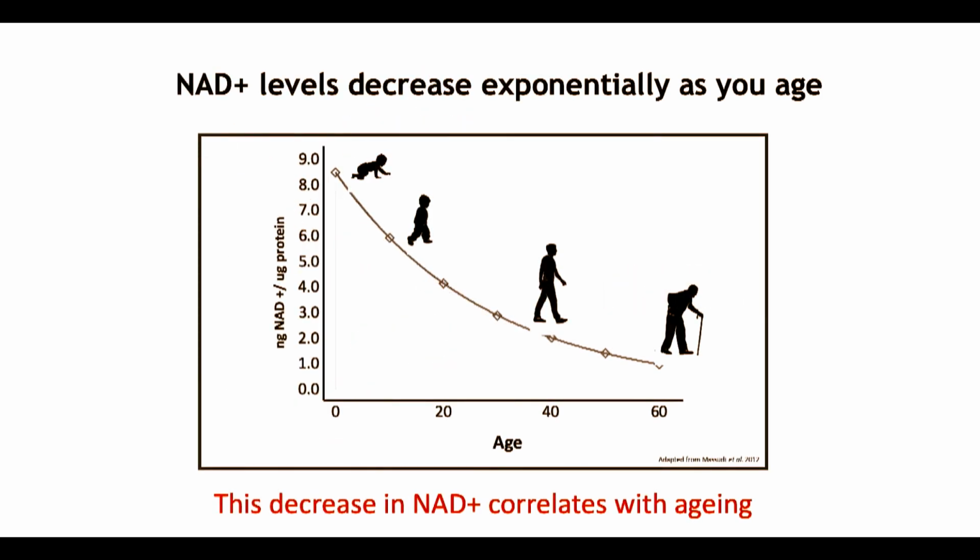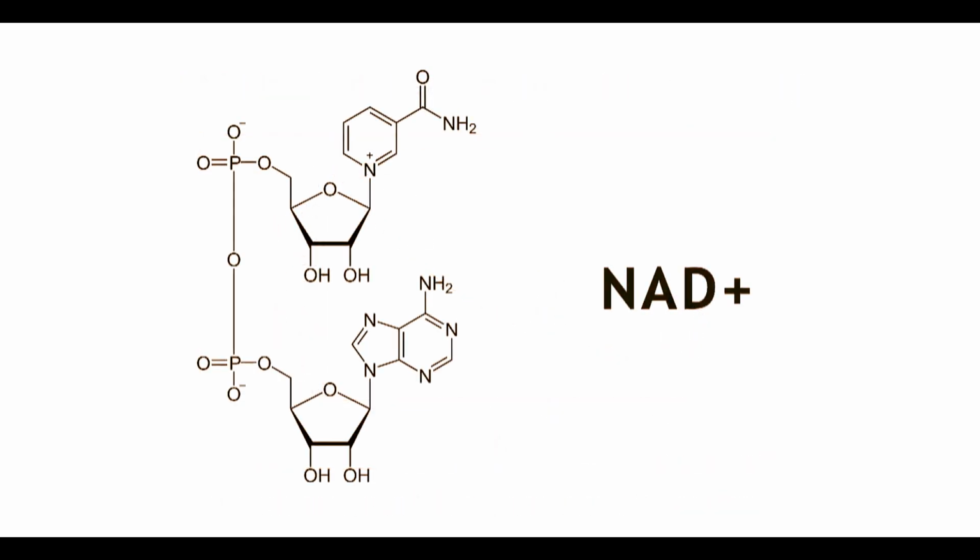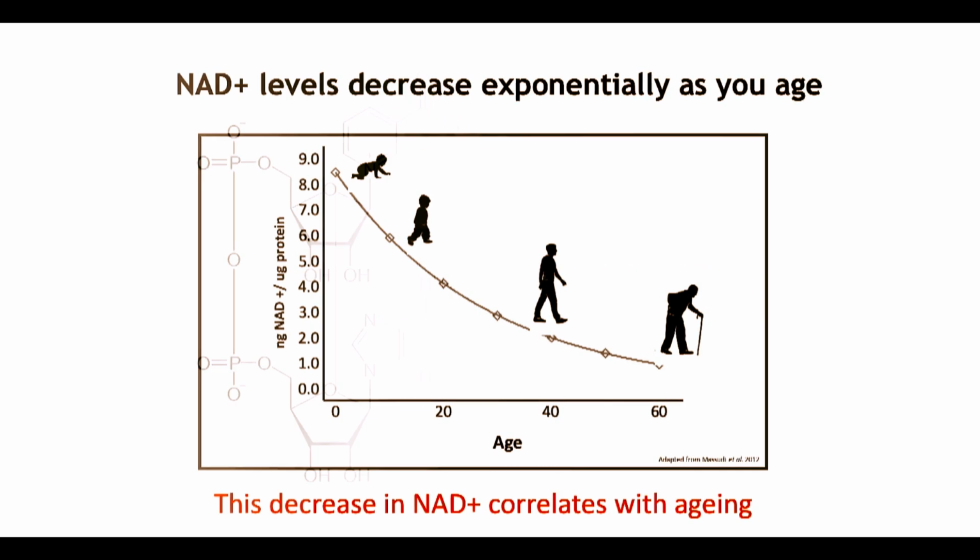The reason for this is because your NAD levels exponentially decline as you get older. So when you're young, up here, you have really high levels. But as you get older and you get to these ages, your levels have pretty much dropped through the floor, and that's not good. And the reason it's not good is that this decrease in NAD actually correlates with the symptoms of aging.